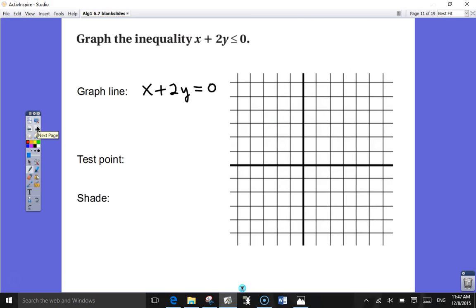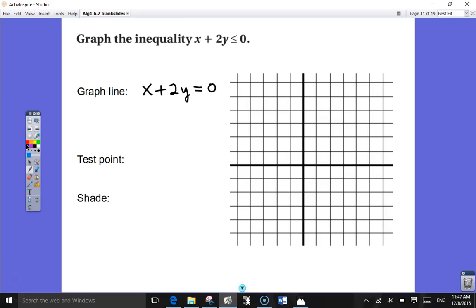Okay, how about this one? Graph the line x plus 2y equals 0. Okay, now that's not in slope-intercept form. So will it work for me to find the x and the y-intercept on this one?